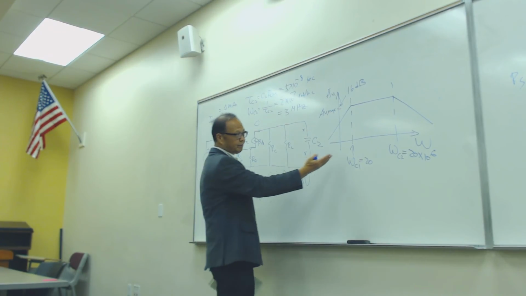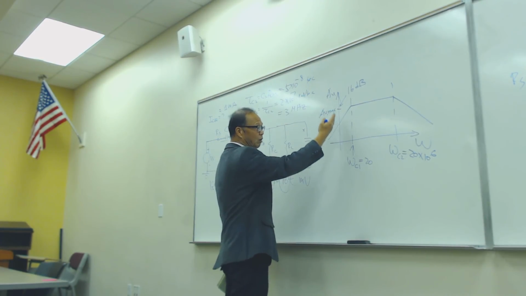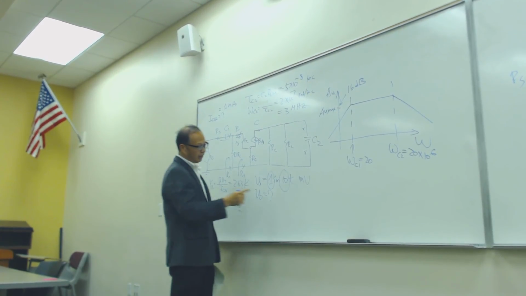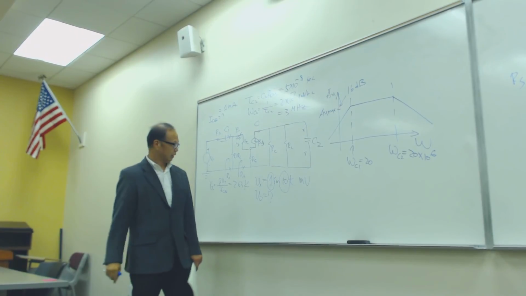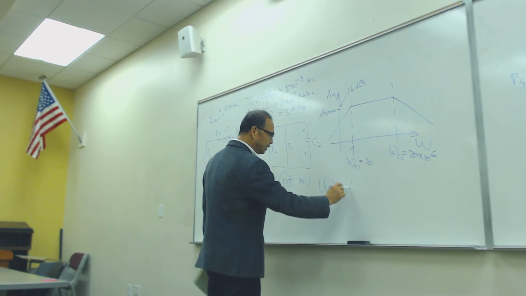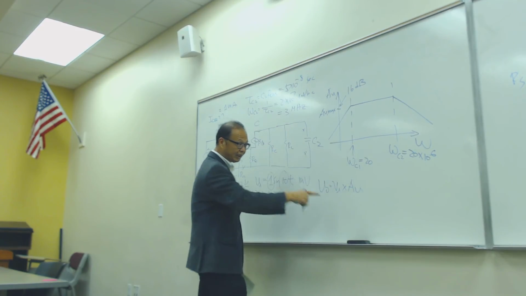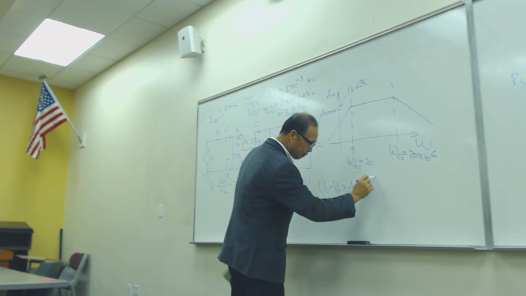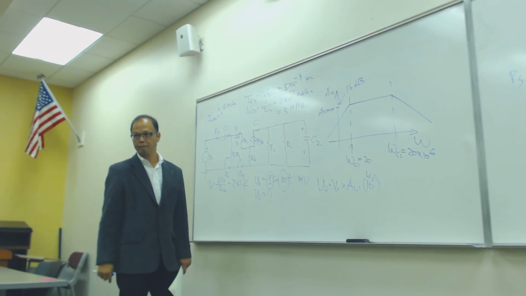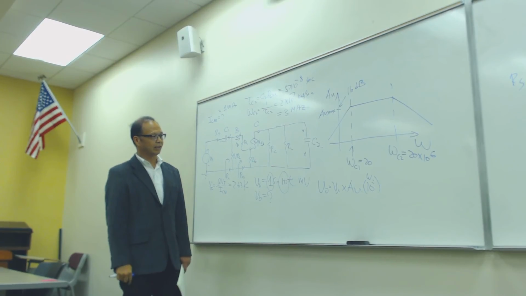So now you come here, and you need to find out what is the voltage gain at omega equal to 10. Then V sub O is simply V sub I times A sub V, at omega equal to 10. A sub V is not a constant. So what is A sub V at omega equal to 10?